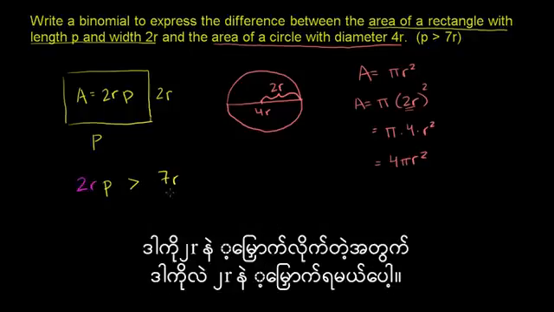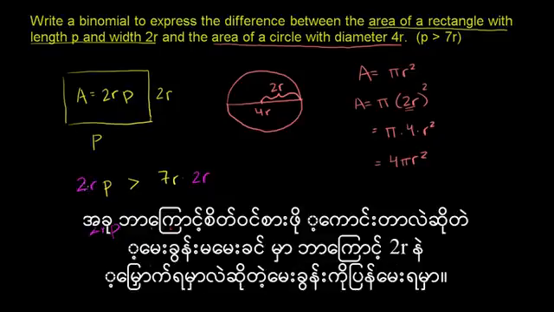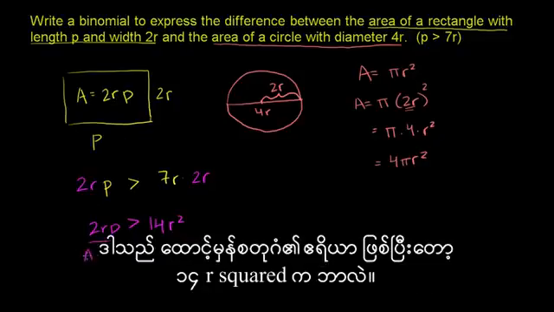So multiply that by 2r, and then multiply this by 2r, and then our inequality becomes 2rp is greater than 14r squared. Now, why is this interesting? Actually, why did I even multiply this by 2r? Well, that's so that this becomes the same as the area of the rectangle. So this is the area of the rectangle. And what's 14r squared?